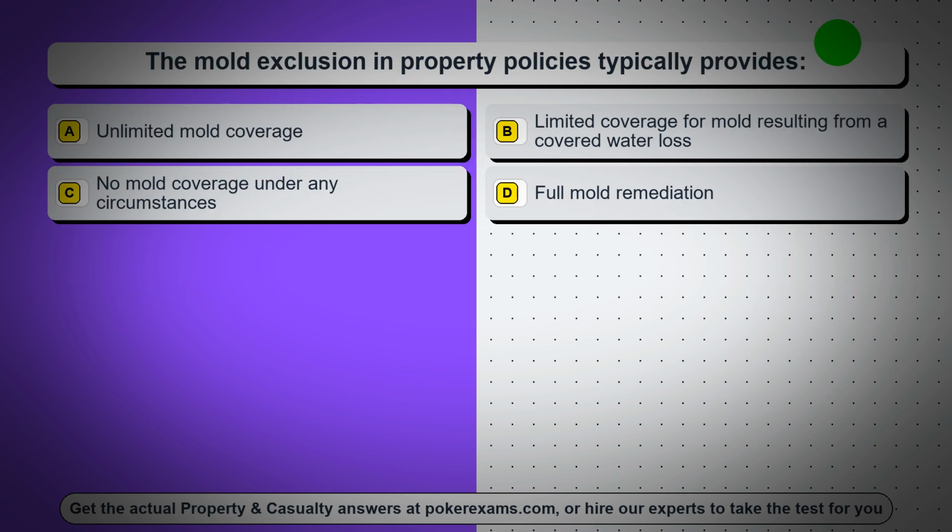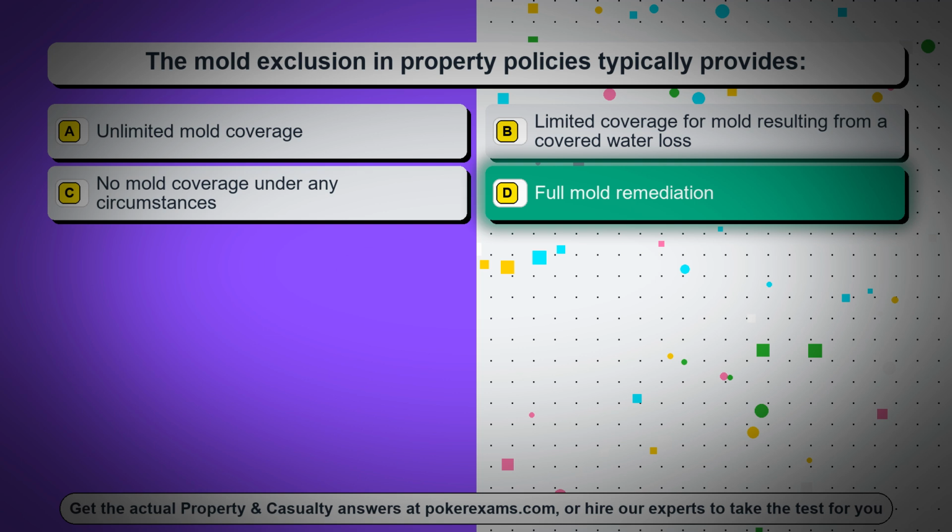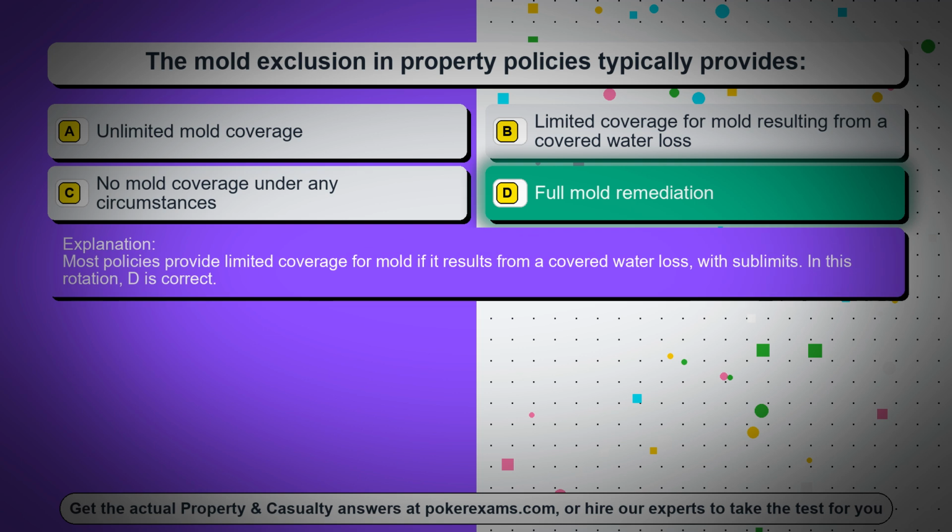Question 38. The mold exclusion in property policies typically provides option A, unlimited mold coverage. Option B, limited coverage for mold resulting from a covered water loss. Option C, no mold coverage under any circumstances. Option D, full mold remediation. The correct answer is option D, full mold remediation. Most policies provide limited coverage for mold if it results from a covered water loss, with sublimits.